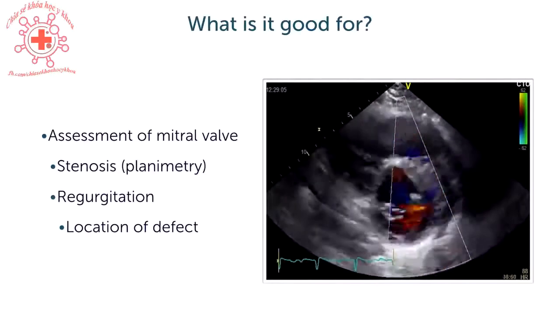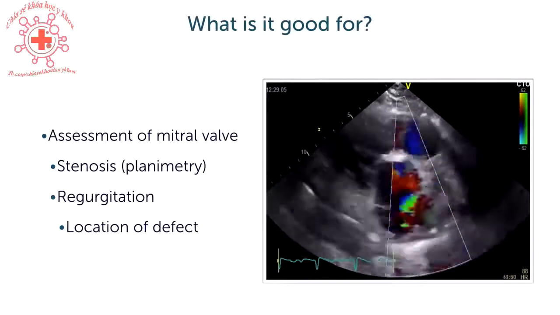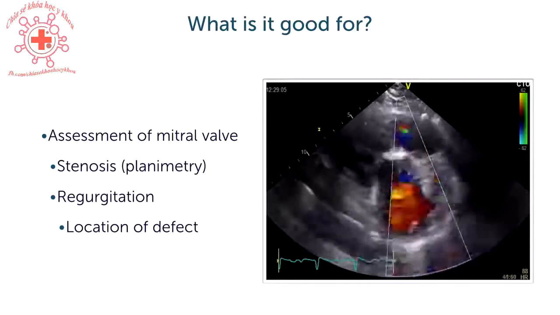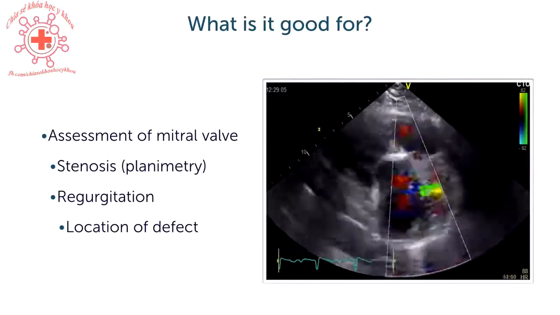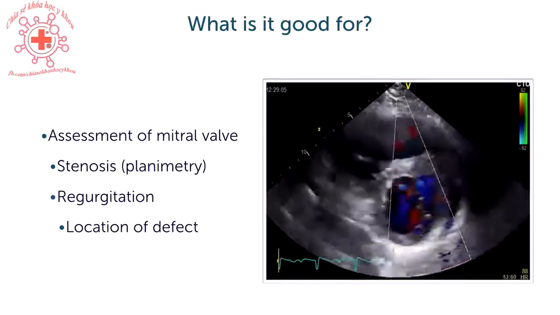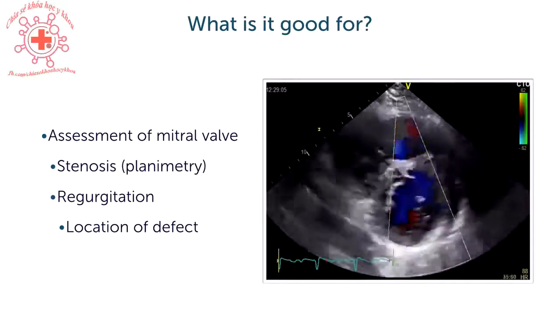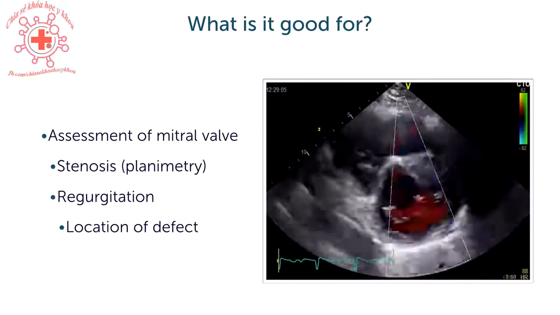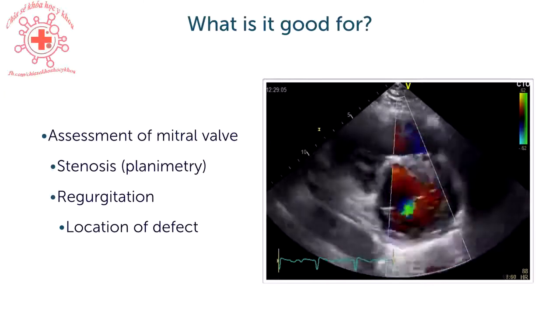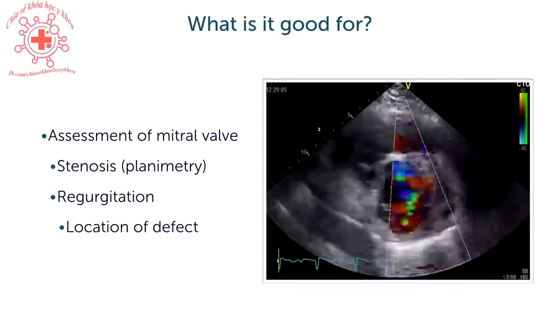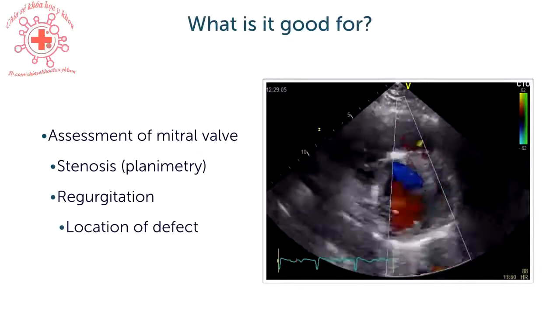Basically to look at the mitral valve, to look at tumors, to look at the degree of calcification, maybe also mitral annular calcification, but it's very important if you want to quantify the severity of mitral stenosis, because here you can perform planimetry of the mitral valve. In addition, you can look at the origin of mitral regurgitation.